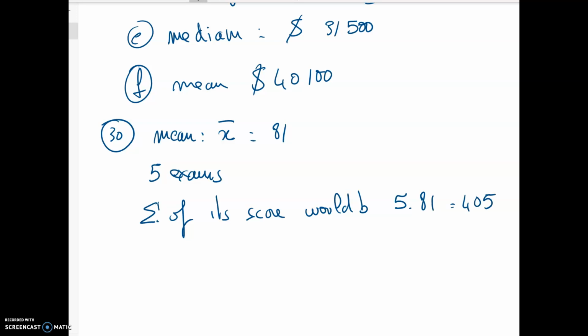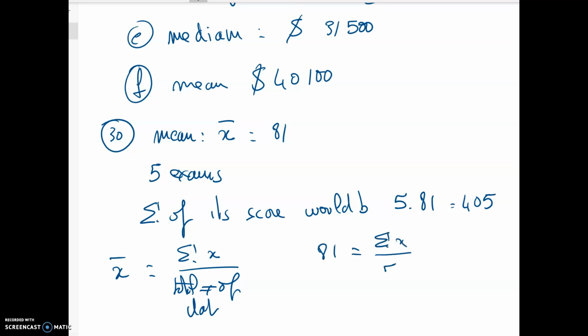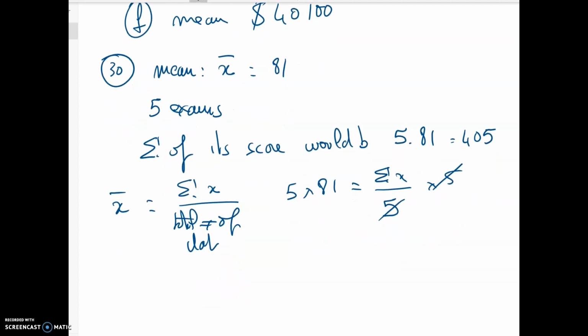Why would it be that? Remember the definition of the average, of the mean, which is the sum of the data divided by the total number of data. What you are looking for right here is the sum. So you have 81 equals the sum that you are looking for divided by 5. And so you multiply by 5 on both sides to have the 5 divided out and find the value of problem number 30.